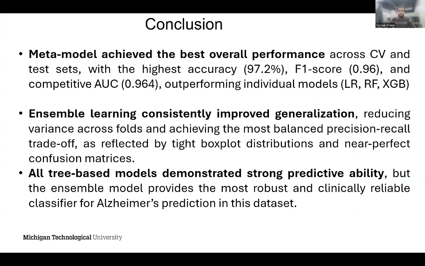To conclude our presentation, we see that the meta learner achieves the best overall performance, with high accuracy and F1 scores and a comparable AUC. So we can say that ensemble learning consistently improves generalization across the models. It reduces the variance and achieves the most balanced precision-recall trade-off. On top of that, the other tree-based base models also perform really strongly and have strong predictive ability. But overall, ensemble methods are more robust and clinically reliable for the Alzheimer's disease prediction dataset.